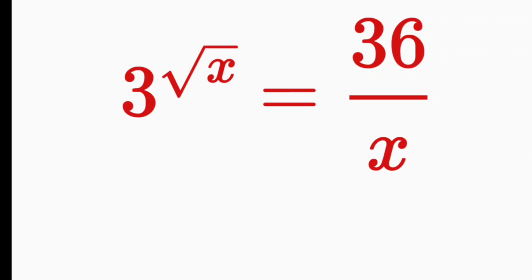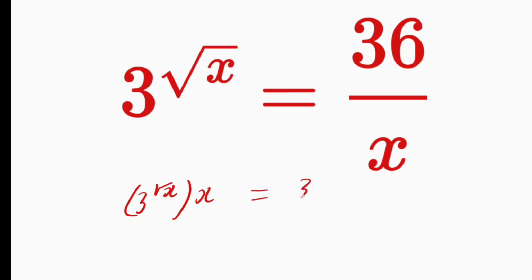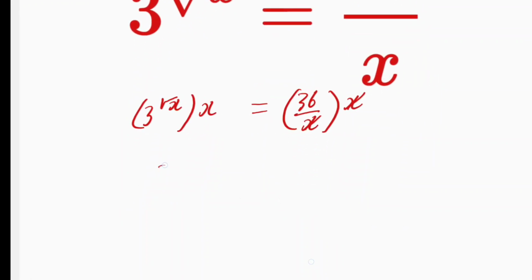So step 1, we're going to rearrange the equation first. Let's get rid of the fraction by multiplying both sides by x. So we have 3 to the power root of x times x is equal to 36 divided by x times x. x cancels x, giving us x times 3 to the power root of x is equal to 36. At this point, the equation has both x and the square root of x, which makes it very tricky.